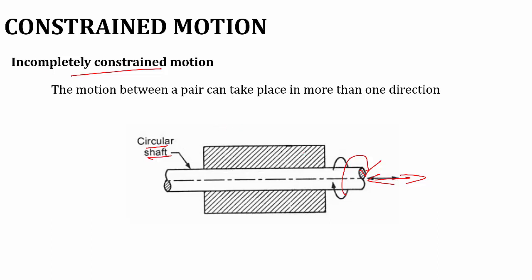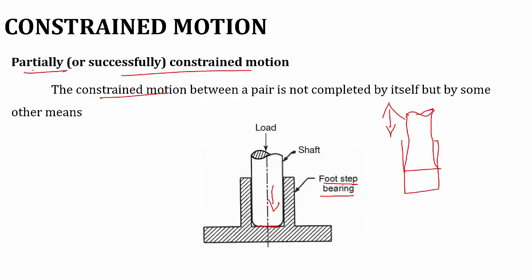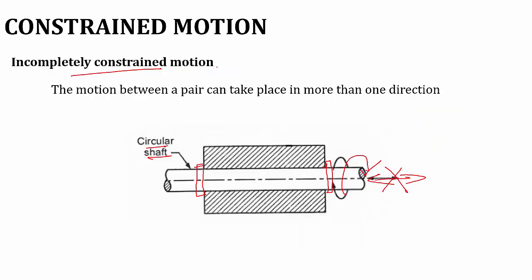But however, we can bring the incompletely constrained system into a partially constrained system. For example, if you keep a small bracket here, then if I use two brackets here, then I can arrest the reciprocating motion so that the shaft will rotate. Then the system will become a partially or successfully constrained system. Okay, so however we can convert the incompletely constrained into a partially constrained system.